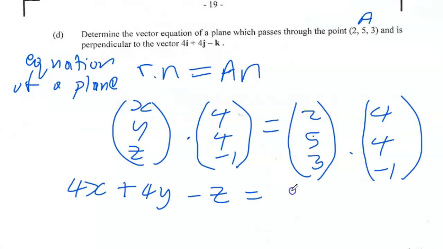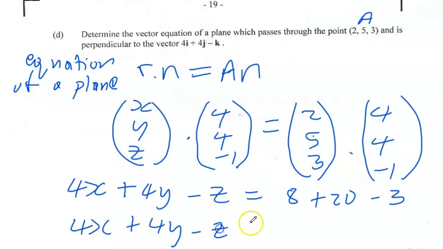2 times 4, that's 8. 5 times 4, that's 20. 3 times -1, that's -3. So we end up with 4x plus 4y minus z equals 8 and 20, that's 28, take away 3, that's 25. And that completes our solution for part D.